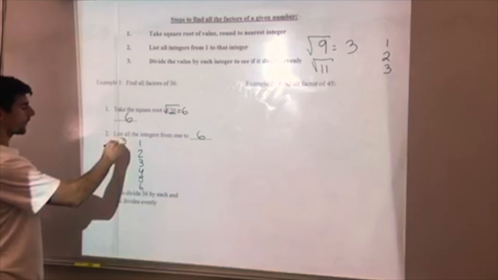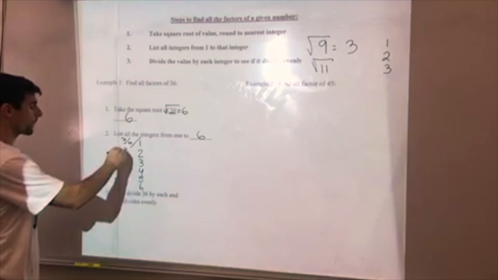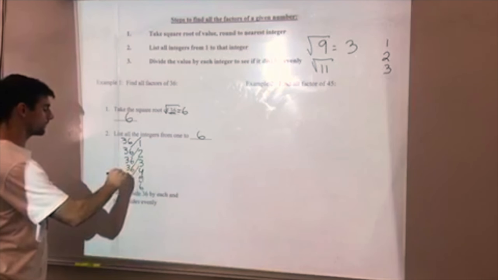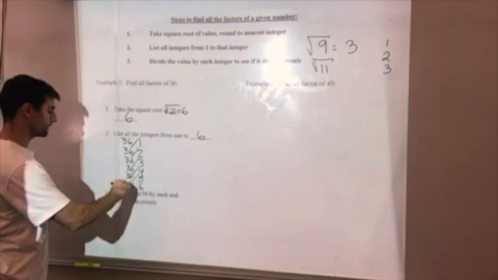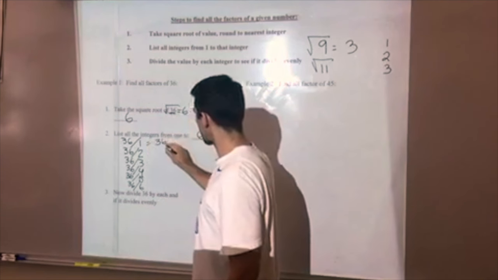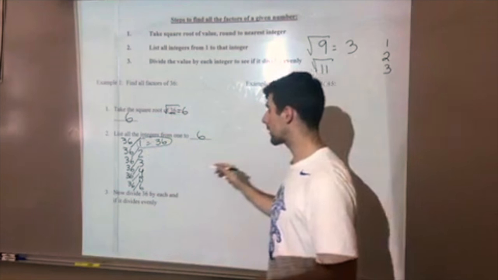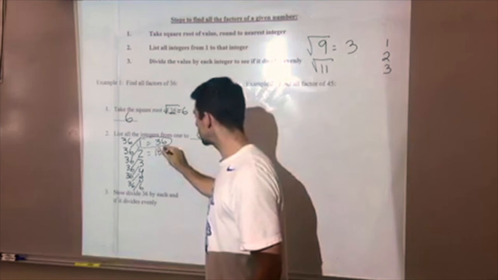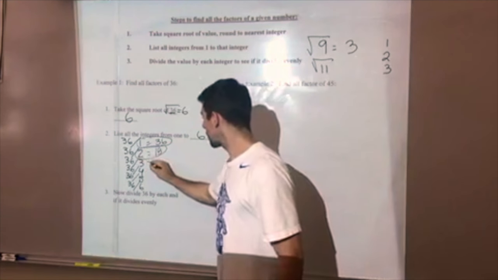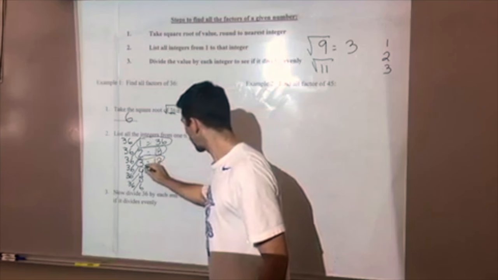So right here I'm going to write 36. I'm going to do a slash for divided by. If you want to do the divided by sign, that's totally cool. I'm going to do 36 divided by each of these values. When you do that, you get 36. And that just tells you that 1 and 36 are factors of 36. When you divide it by 2, you get 18. That tells you that 2 and 18 are both factors of 36. Keep that going. 3 and 12. 4 and 9.